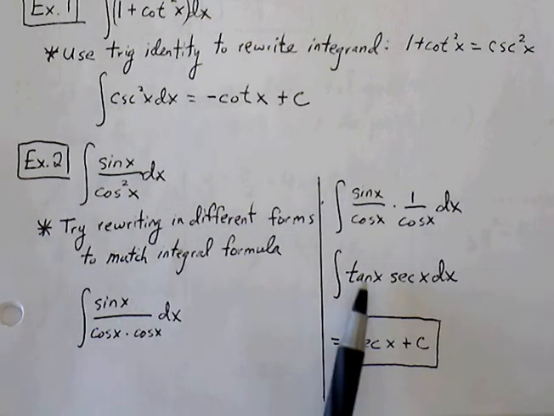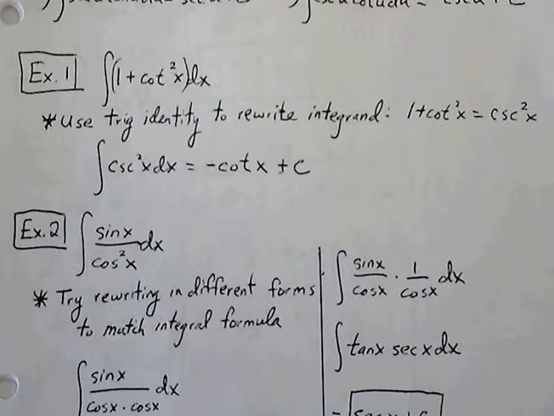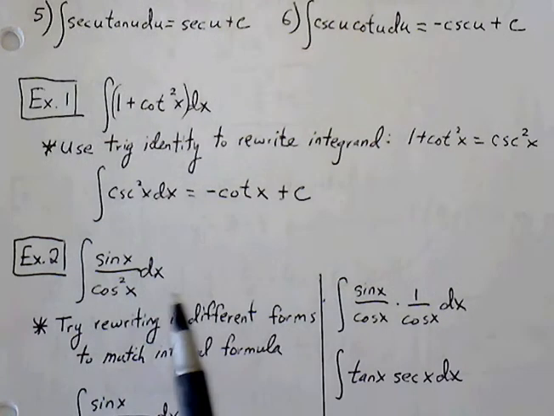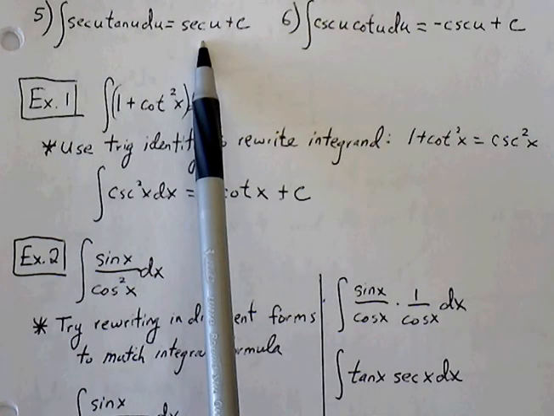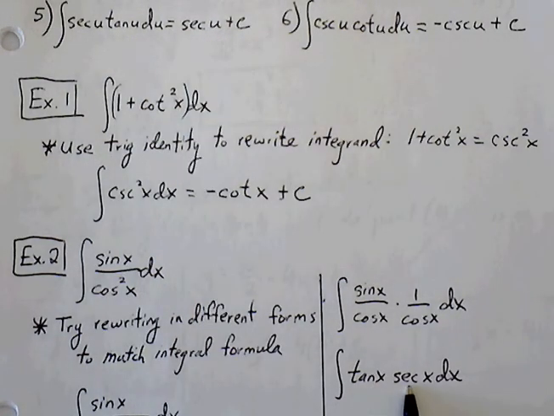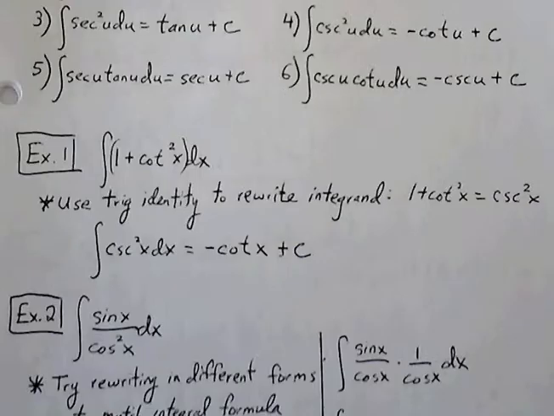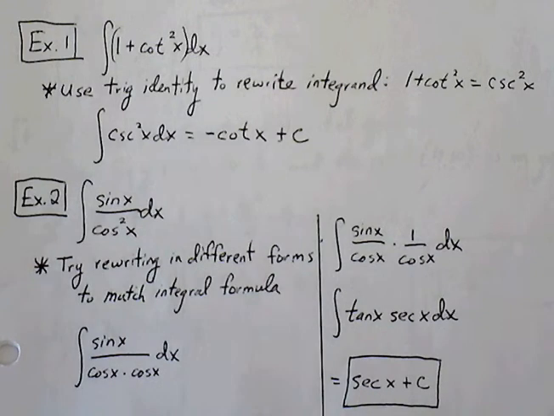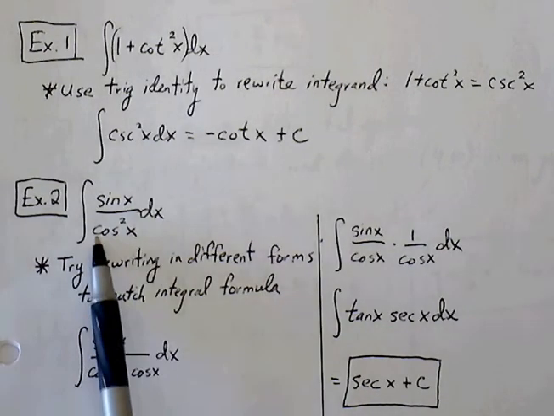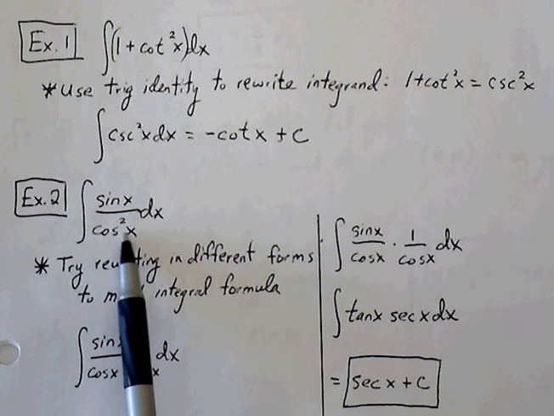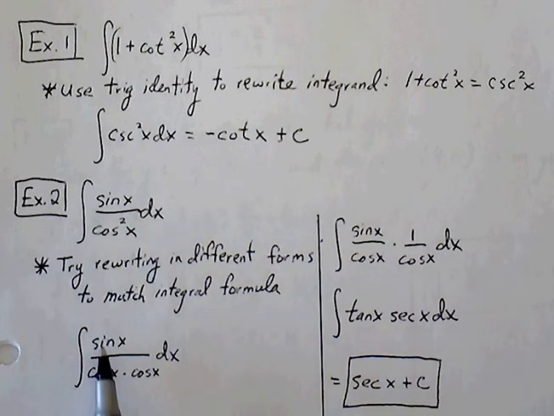So tangent secant, we do have a rule for tangent secant if we look above. Secant tangent simply gives secant of u. So the integral of tangent secant will be secant of x plus c. Okay. So it may not be very apparent which rules you could use. So it does take a little bit of guessing, checking, and rewriting to see if it'll fit one of the rules.